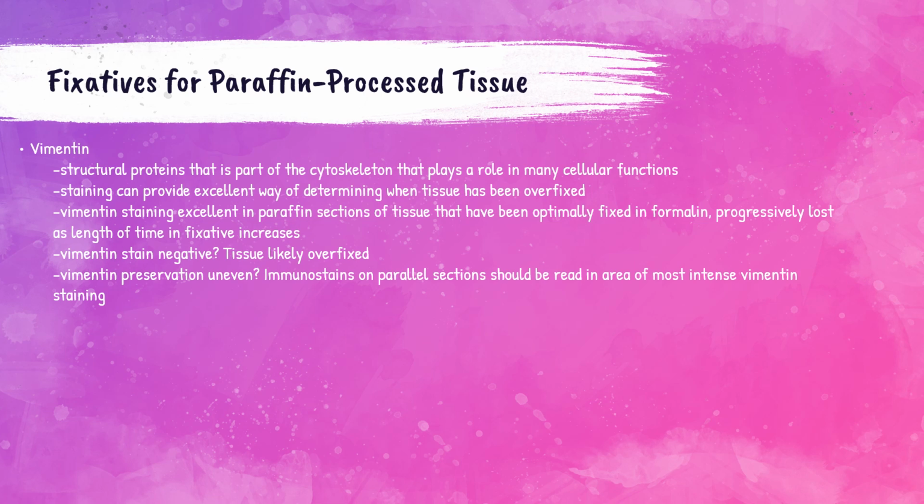So when the vimentin stain is negative, the tissue is overfixed, and all antibody reactions should be interpreted with caution. If the vimentin staining is uneven, the immunostain should be read in the area of the most intense vimentin staining. So this is a good thing to use to ensure that the time and fixation have been appropriate.